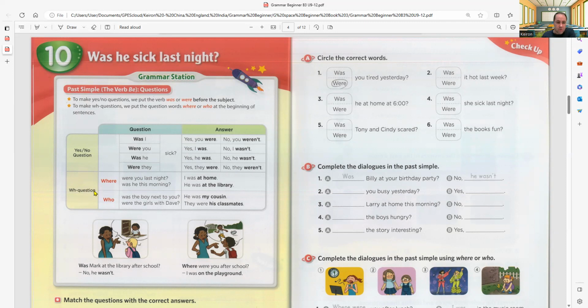So the WH questions, where? Where were you last night? I was at home. Where was he this morning? He was at the library. Who was the boy next to you? He was my cousin. Who were the girls with Dave? They were his classmates. Was Mark at the library after school? No, he wasn't. Where were you after school? I was on the playground.